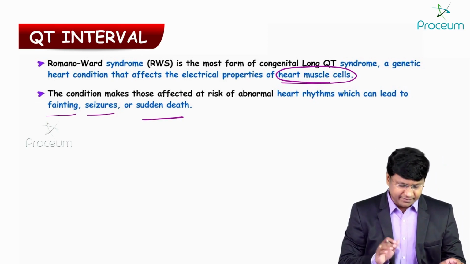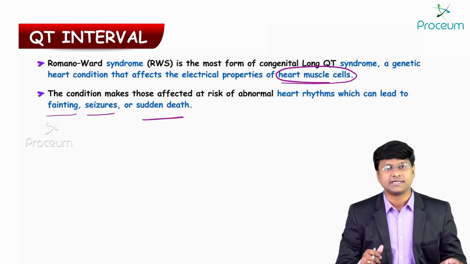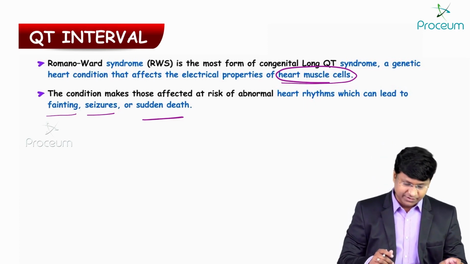Now, apart from the congenital long QT syndrome, what are the other conditions where you can have long QT syndrome? You see a multiple choice question.